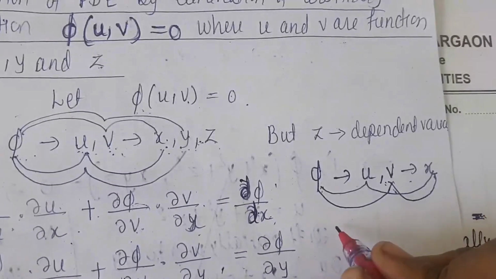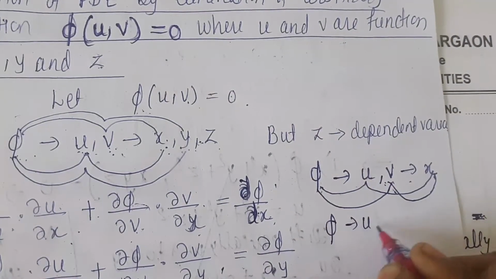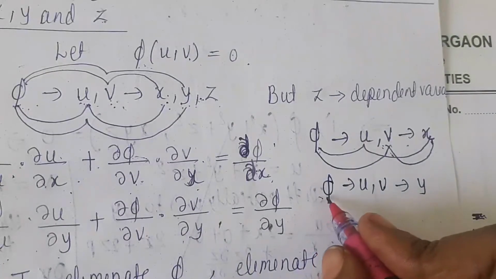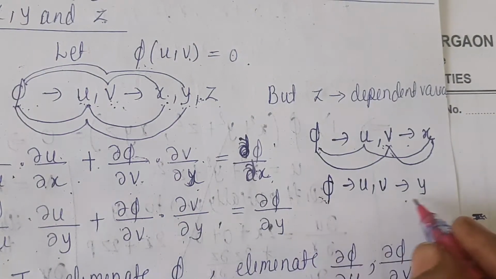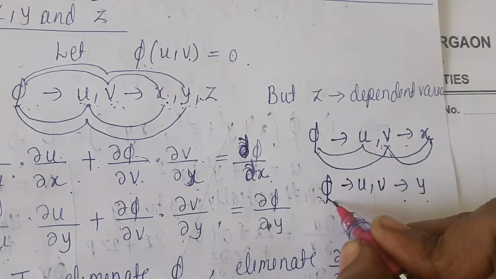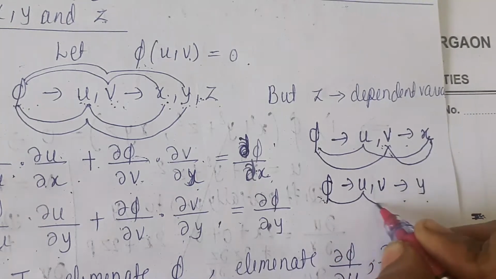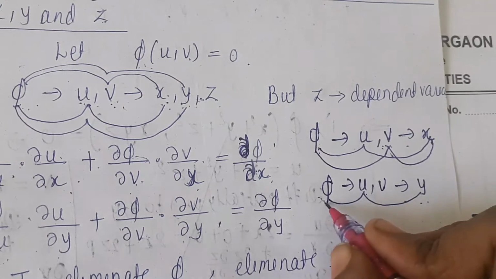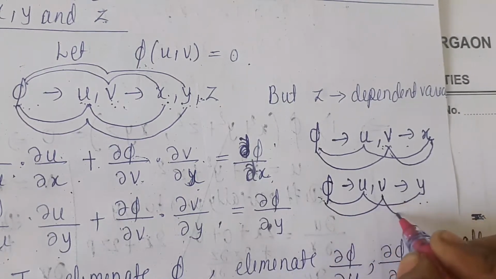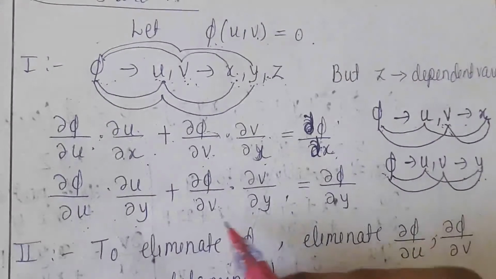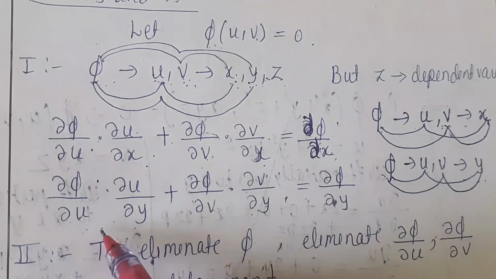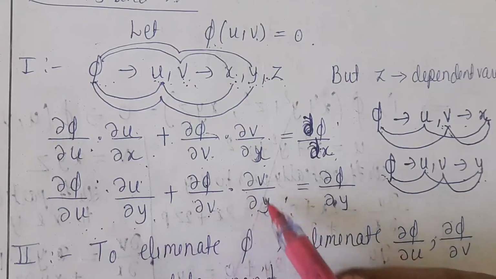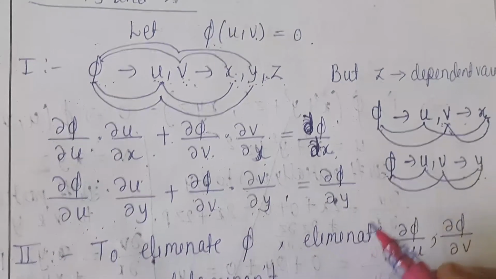Now the second thing: phi is a function of u and v, and u and v are functions of y. So how do we reach from phi to y? We have to go through u and then y, that is del phi by del u into del u by del y, then del phi by del v into del v by del y. So we obtain the chain rule: del phi by del u into del u by del y plus del phi by del v into del v by del y, which is del phi by del y.